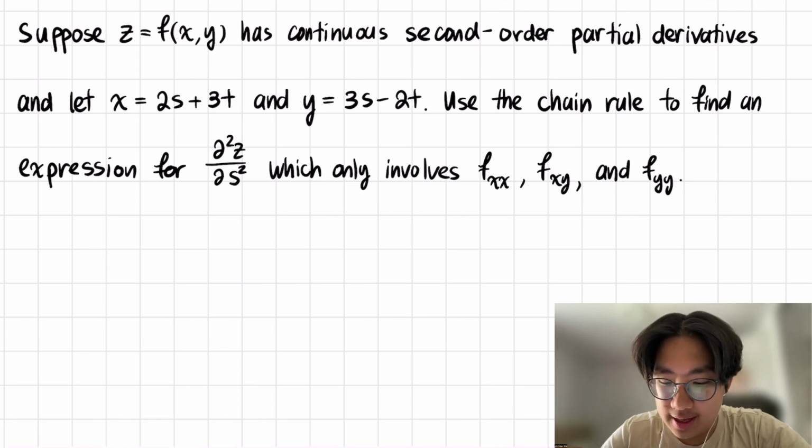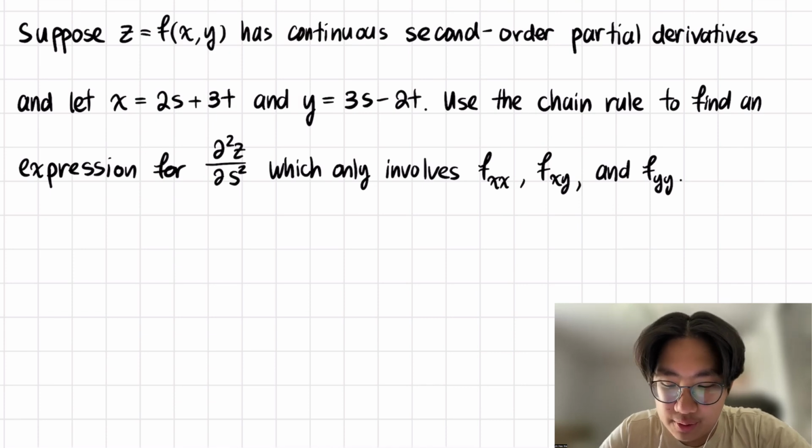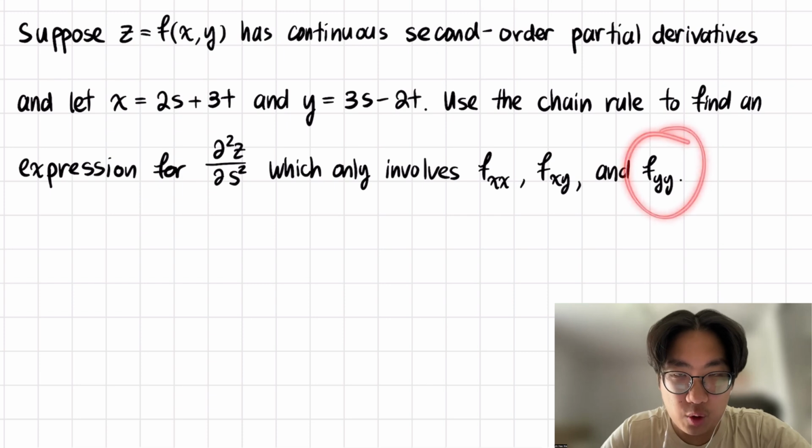Suppose z has continuous second order partial derivatives, and let x equal 2s plus 3t, and y equal 3s minus 2t. We then want to use chain rule to find an expression for partial squared z over partial s squared, which only involves f sub xx, f sub xy, and f sub yy.